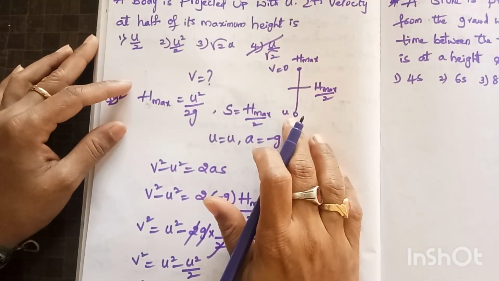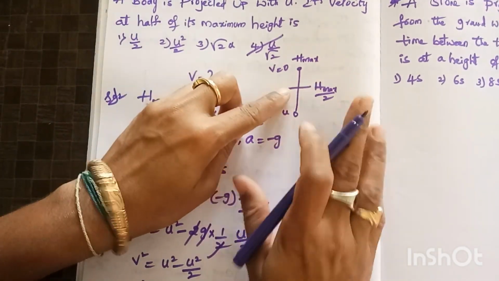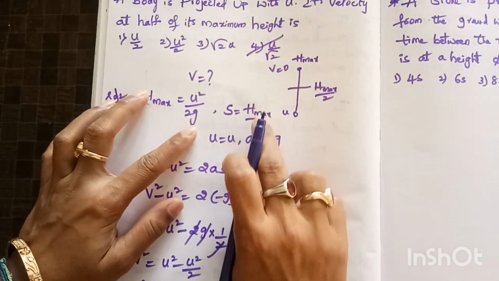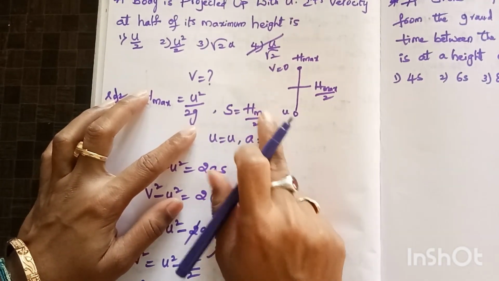If they ask to find the velocity at 1 by 4th of the maximum height, you will take S equals H maximum by 4.